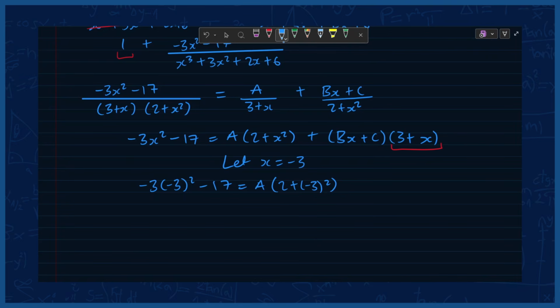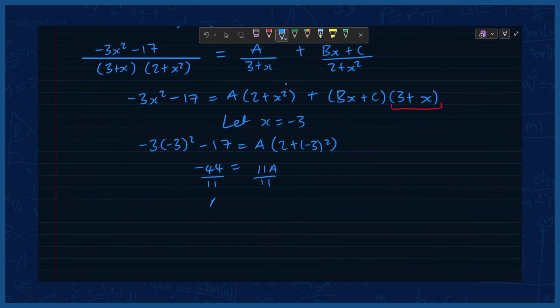So we've got negative 3 squared, which is 9, times negative 3, that's negative 27, and negative 17, that's negative 44. And this is equal to 3 squared, which is 9, plus 2, 11, so 11a. Divide both sides by 11, and you get that a has to be negative 4.